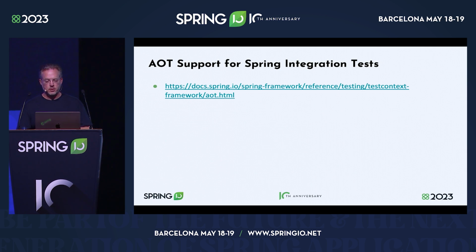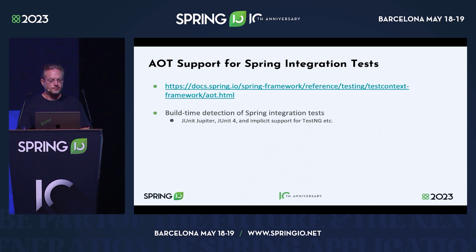So the testing support is there. It's documented as well, but I'll give you some highlights and some tips here. Basically, at its core, what we do is we have build time detection of the Spring integration tests. So when we're trying to figure out what kind of tests you have, we're going to scan the test class path and look for things that look like integration tests for Spring. We have explicit support for JUnit Jupiter and JUnit 4, and implicit support for things like TestNG and other frameworks if they're using the Spring testing annotations or the Spring Boot testing annotations and stuff like that.